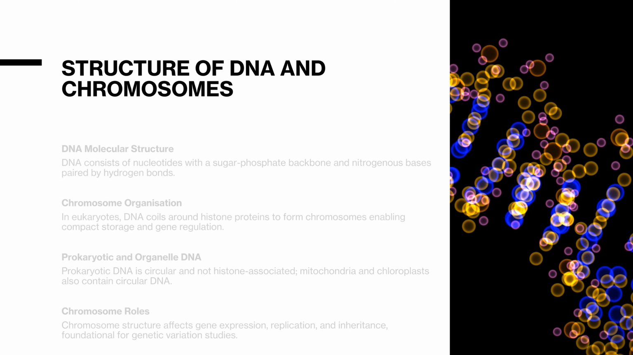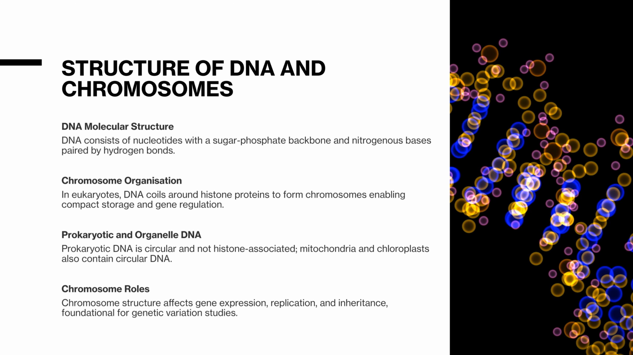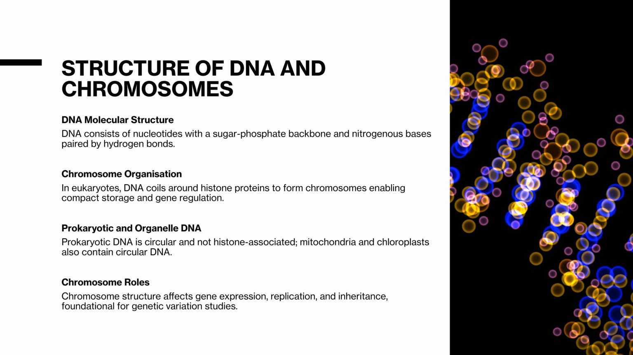Structure of DNA and chromosomes, genes, loci, and the genetic code. DNA is a polymer made up of repeating nucleotide subunits, each consisting of a deoxyribose sugar, a phosphate group, and one of four nitrogenous bases: adenine, thymine, cytosine, or guanine.